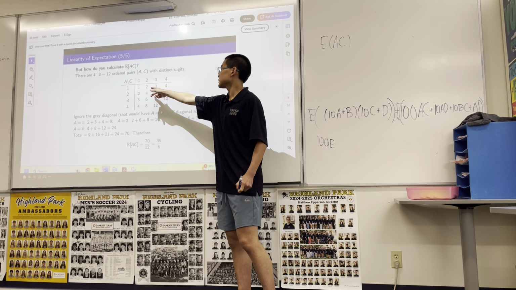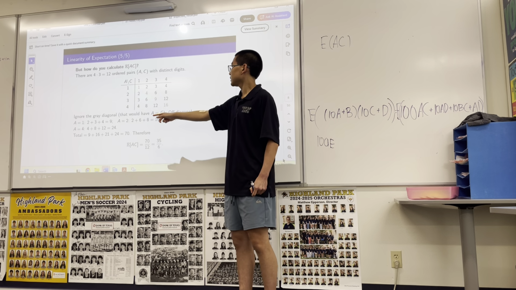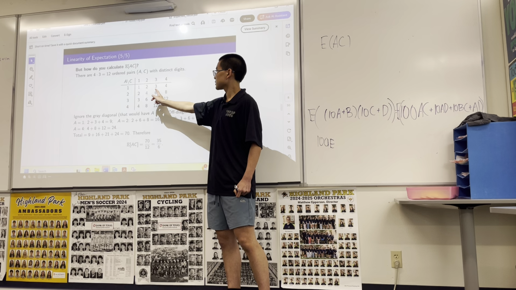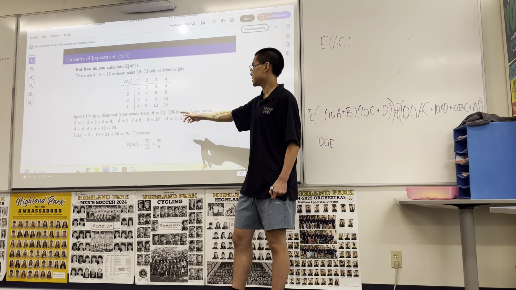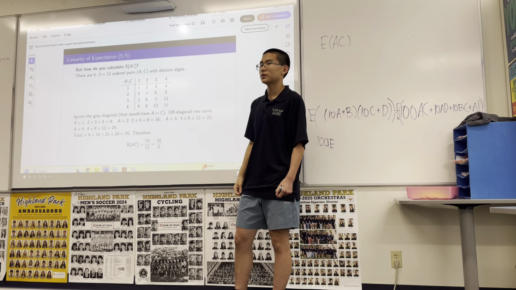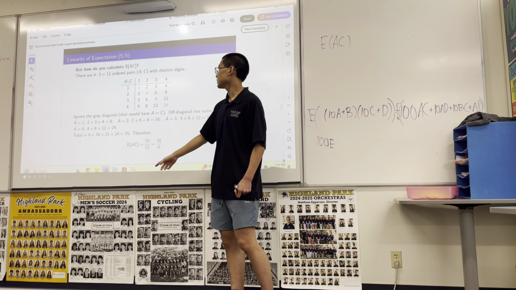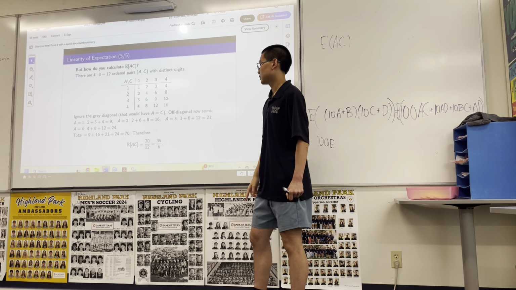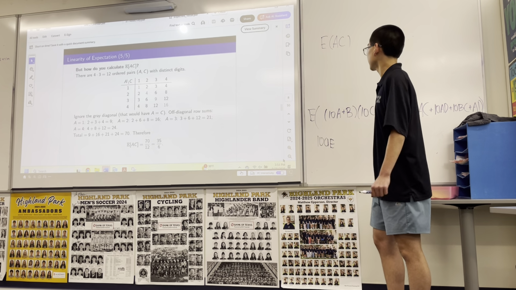Now we calculate this. Each of these has probability 1 over 12 because there are 4 rows and there are 3 valid entries in each row. So each value has probability 1/12. The expected value would be each of them times 1/12. You add them all up, you get 70, and you divide it by 12, you get 35 over 6. And that's the expected value of AC.